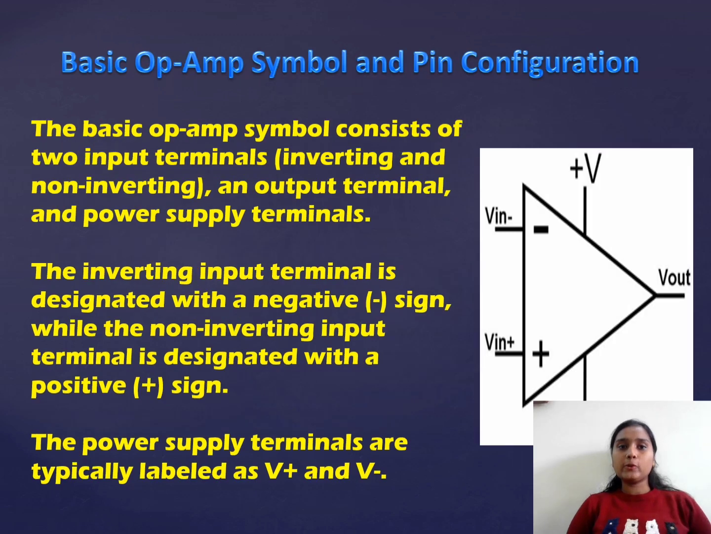Next, we know about op-amp symbol and pin configuration. The basic op-amp symbol consists of two input terminals, that is inverting and non-inverting, an output terminal and power supply terminals. The inverting input terminal is designated with a negative sign, while the non-inverting input terminal is designated with a positive sign. The power supply terminals are typically labeled as V plus and V minus.